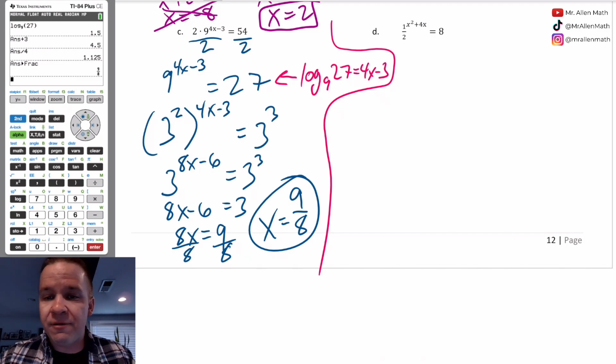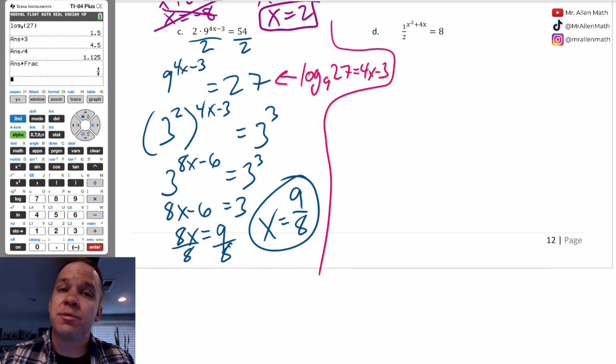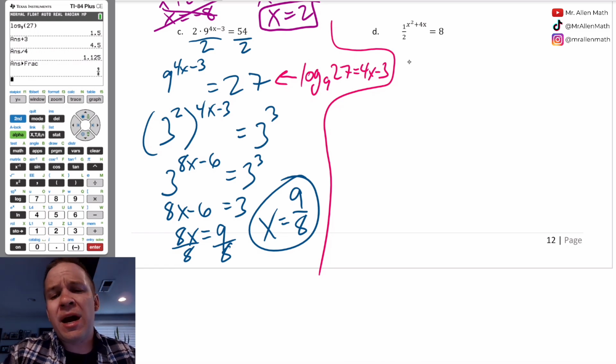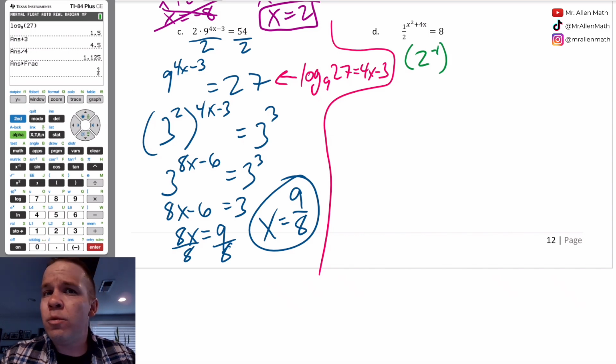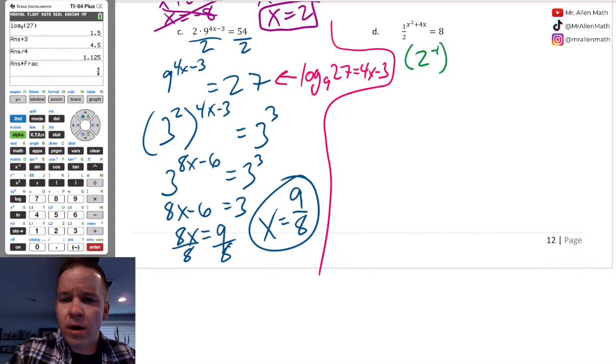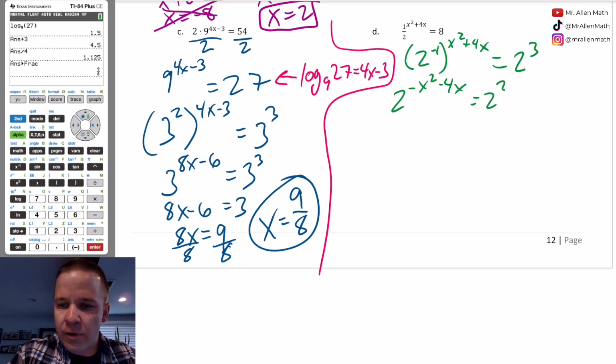All right, so I have 1/2 to the x squared plus 4x equals 8. Again, I'm going to do this by hand because I'm crazy like that, you know? Bit of a math baddie, if you will. So we got 2 to the negative 1, right? That would be 1/2. That's 2 to the negative 1. Then I got x squared plus 4x equals, and that's 2 to the third, right? So now I'm going to have 2 to the negative x squared minus 4x equals 2 to the third.